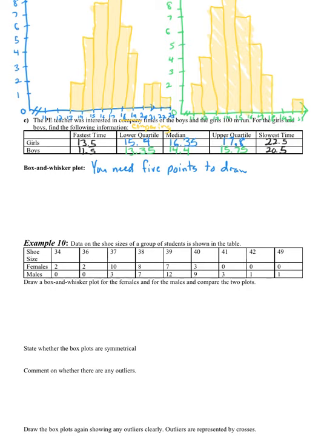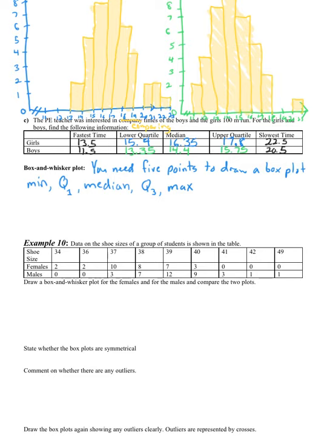So you need 5 points to draw a box and whisker plot. I'm just going to call it a box plot for short, but it's the same thing. So the 5 points are the min, Q1, which is the lower quartile, the median, Q3, and the max. Those are your 5 points. And that's what we just found in part C for the girls and boys data. Okay. If you have those 5 points, you can draw a box and whisker plot.